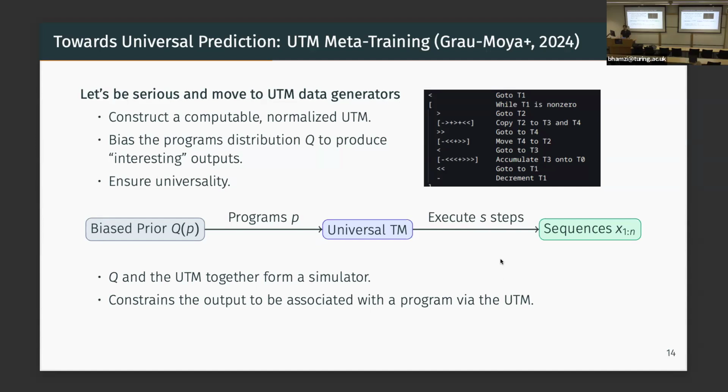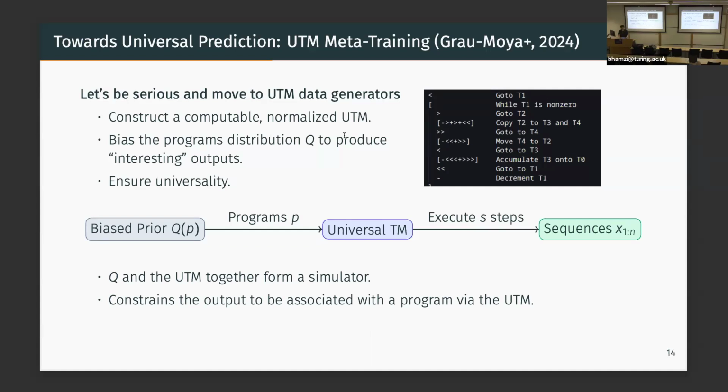So in this case, we're constructing a computable and normalized universal Turing machine. Here is a one-word summary of the whole paper, with a lot of technical contributions. Essentially, we took the BrainF universal Turing machine and made it computable and normalized, and then we biased it. This is a trace of the Turing machine, how it works. It takes 7 symbols, and you have these kinds of operations.